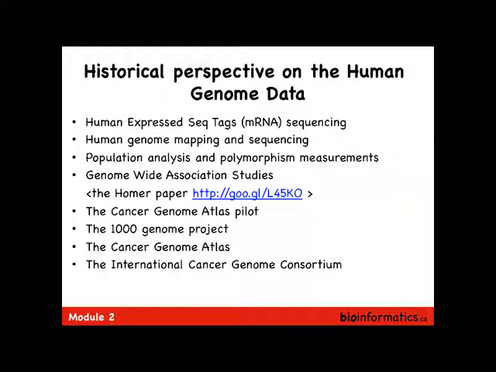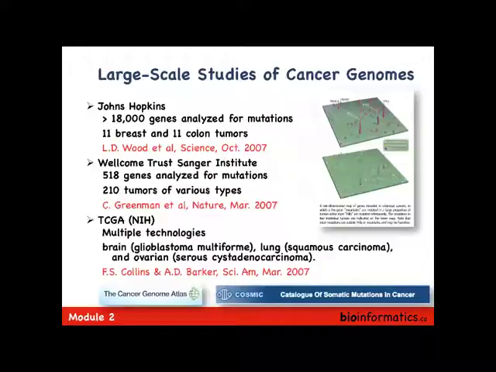After that, there was a Cancer Genome Atlas pilot project, the 1,000 Genome Project, which is actually an open project, and there was some problem with that too. Then the Cancer Genome Atlas full project and the ICGC. The Cancer Genome Atlas is the American part of this international large-scale project. And really, the ICGC and some of the work done at Hopkins and so forth is what led to this ICGC database.